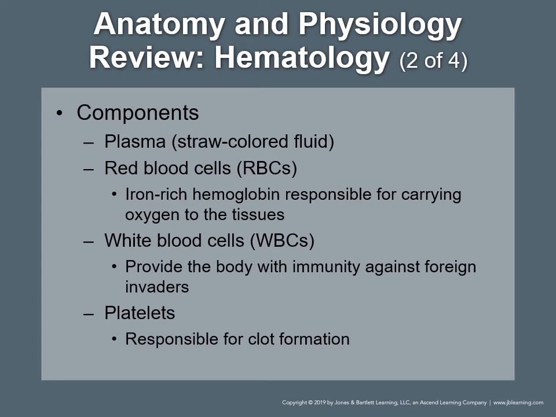White blood cells, the WBCs, they are also called leukocytes. They provide the body with immunity against foreign invaders, fighting infection, and removing dead cells. White blood cells are derived from stem cells. There are several types of white blood cells, each of which performs a specific task in relation to maintaining the immune system. Platelets are your thrombocytes.